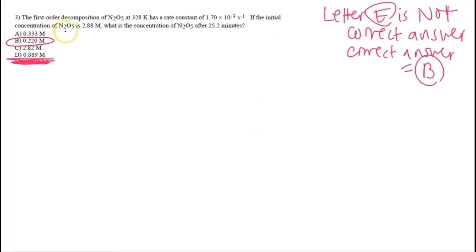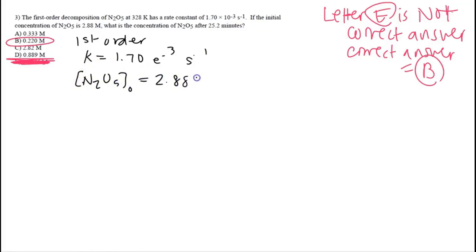It says if the initial concentration of N2O5 is 2.88 molar, what is the concentration of N2O5 after 25.2 minutes? All right, now we got some details. So we know it's first order, and now I can write that down. What else do we know? We know we have a rate constant of 1.70 times 10 to the negative 3 units of second to the minus 1. We also know that the initial concentration of N2O5 at time 0 is equal to 2.88 molar. They want us to figure out the N2O5 concentration after 25.2 minutes. So that means they give us a time of 25.2 minutes.